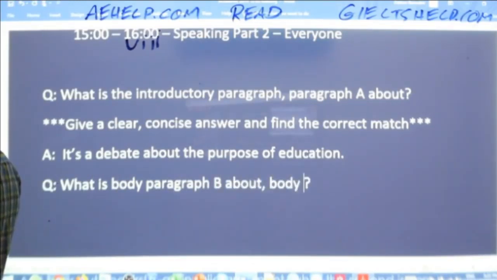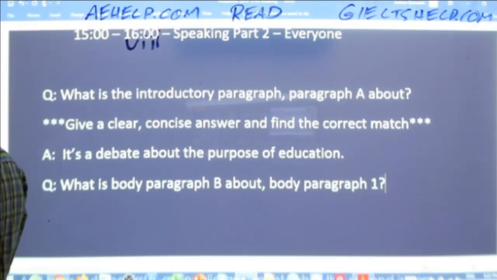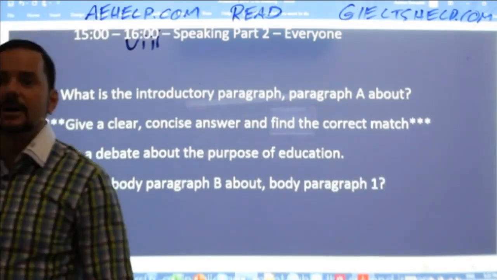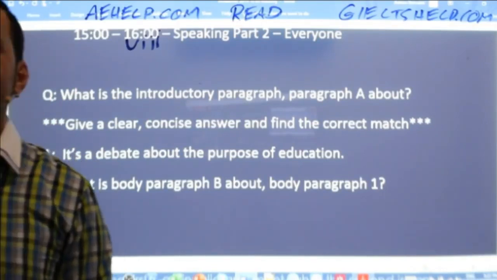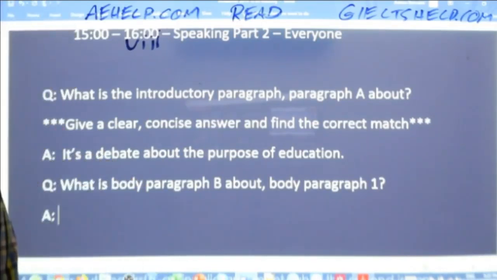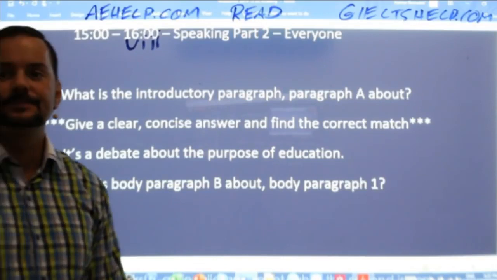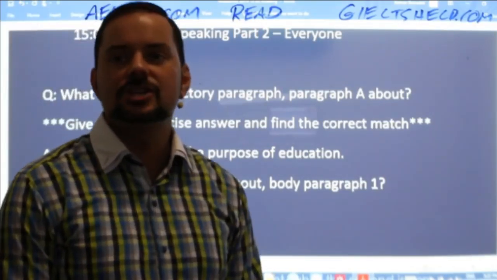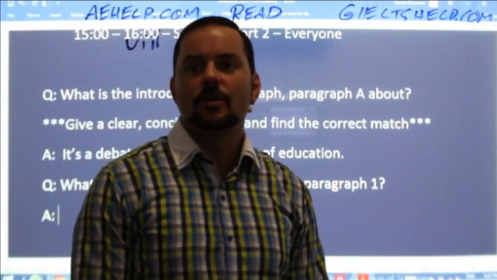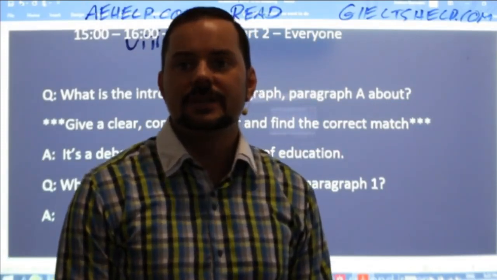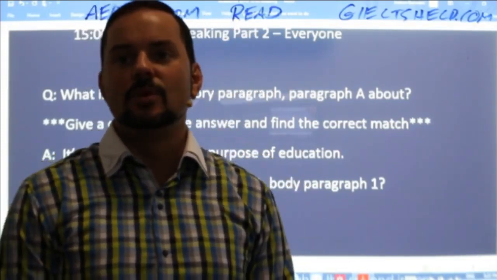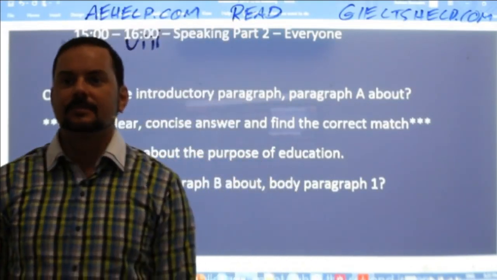Which is body paragraph 1. What is that about? Thank you, Preeti. So what is body paragraph B about that we just read? It's about education. Sina says it's the origins of philosophy. Alex says philosophy's role in society. Okay.